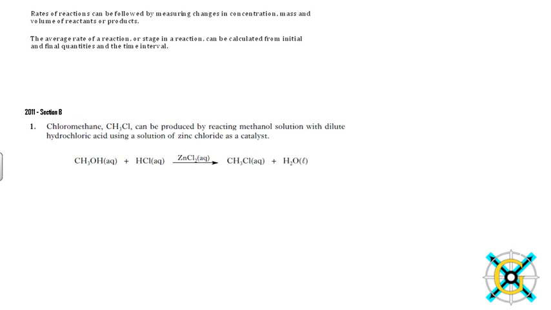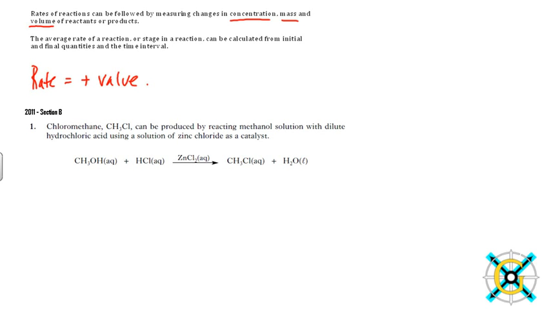So that means to calculate the rate of reaction, you need to either measure the concentration, mass, or volume of either the product being made or the reactant being used up. Average rate of reaction, or rate in a stage of reaction, can be calculated from the initial and final quantities and the time interval. So, rate is always given as a positive value.